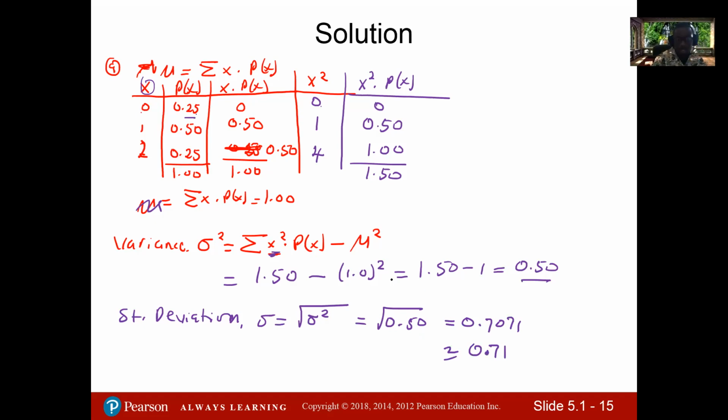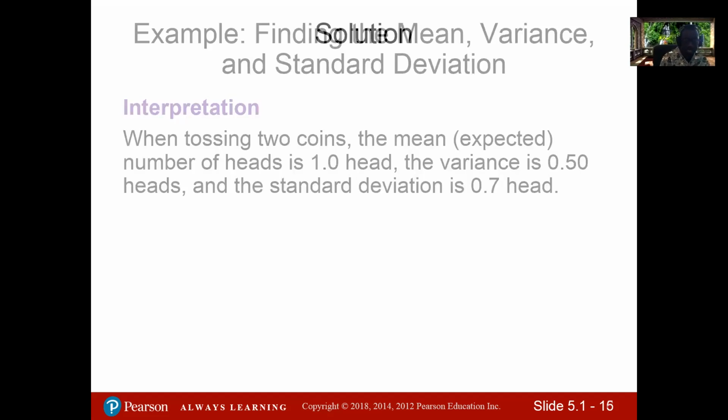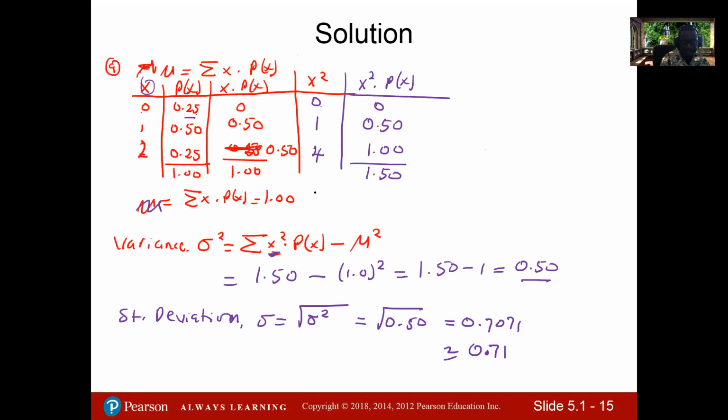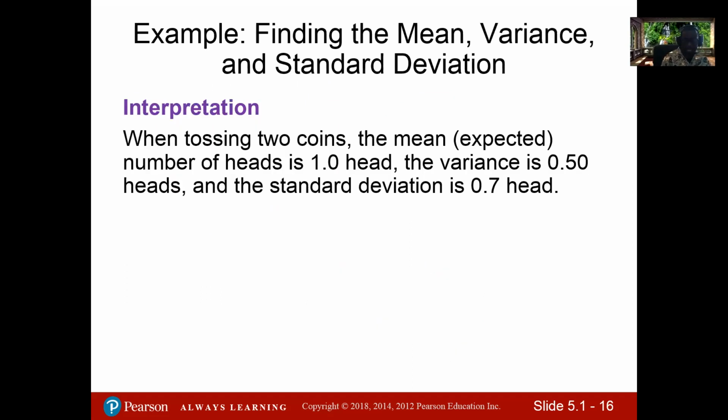Now I'm going to do the homework problem. But before that, what's the interpretation of that? We got the mean, 1.0, that is 1.0 heads. What does it mean? How do we interpret that? It means that when tossing 2 coins, the expected number of heads is 1.0 heads. The variance is 0.5 heads, and then the standard deviation is 0.7 heads. So take note of that.